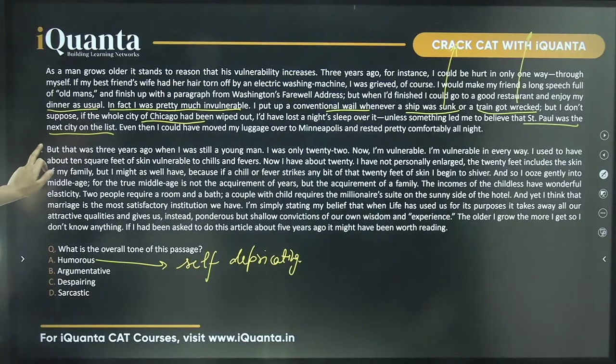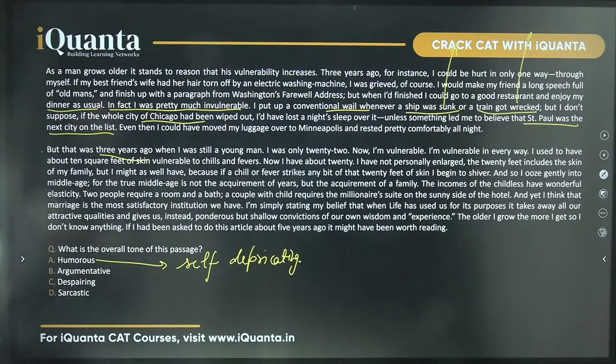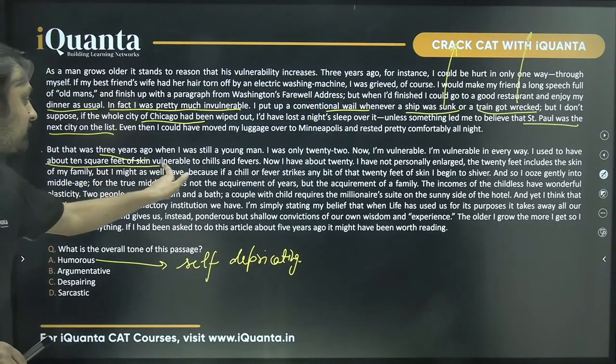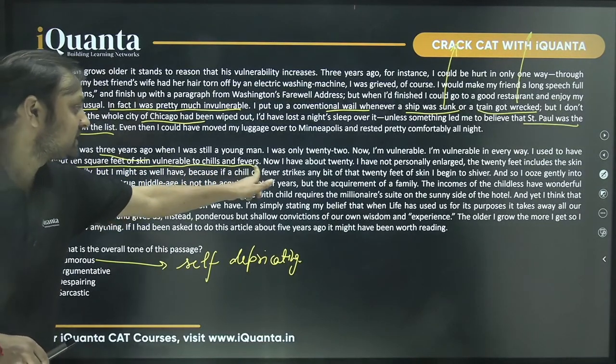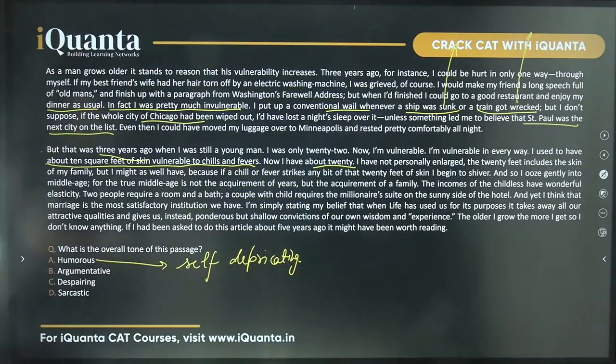But that was 3 years ago, not now. When I was still a young man, I was only 22, now I am vulnerable. I am vulnerable in every way. I used to have about 10 square feet of skin vulnerable to chills and fevers. Now I have about 20. So what has caused this increase?